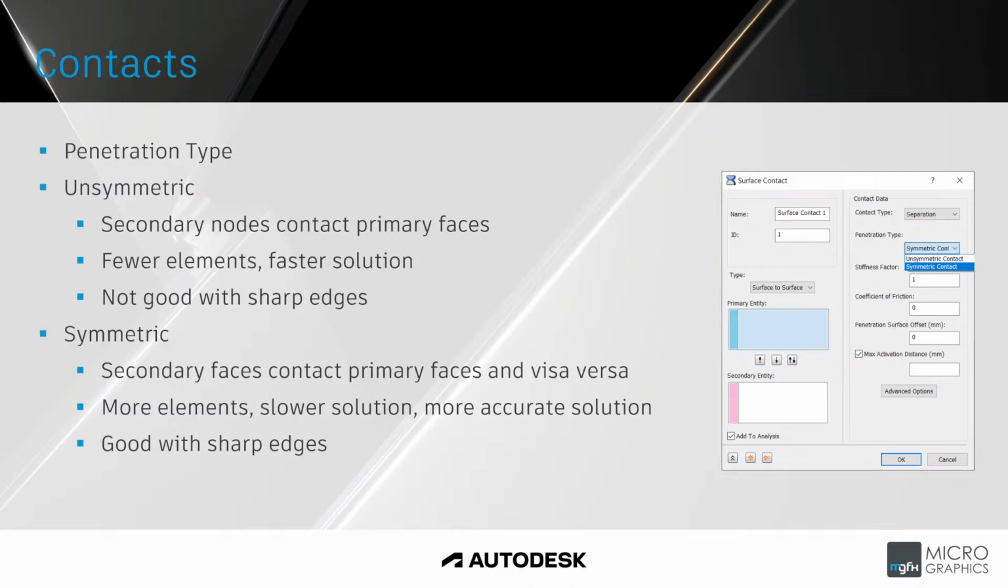So think of a pyramid coming to a point at the top, with another block coming and sitting on top of it. It's not very good with sharp edges, and you're not going to get a very good result with that. Whereas in symmetric, both secondary and primary faces will be in contact with each other. There are more elements to calculate, so this will be a slower solution, but it will be more accurate as well, and it is also very good with sharp edges. So just keep in mind symmetric versus unsymmetric when you are doing your simulations, or your contacts, sorry.